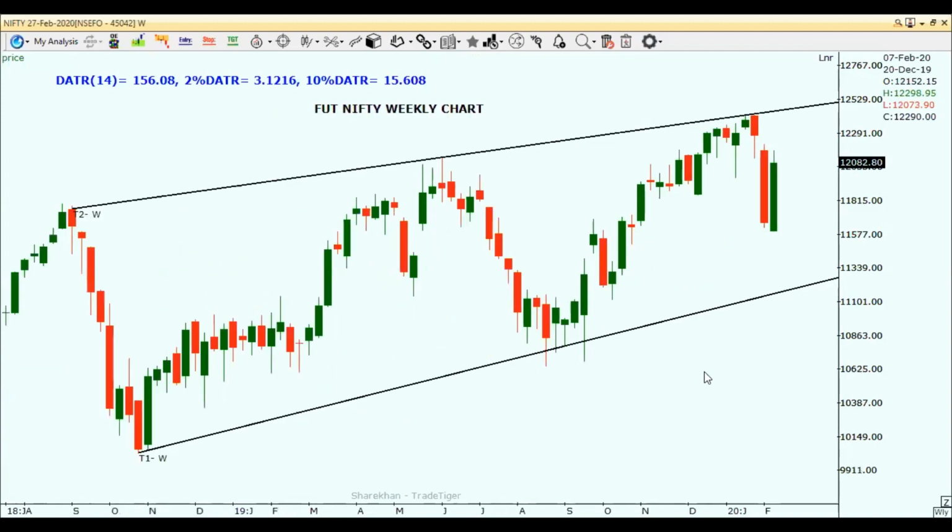Last week we found the fall started from the upper part of the channel and started moving towards the downside. If the down move continues, that may come and touch close to this bottom. That is 11,200 and odd levels as per this chart, 200 to 300 levels. So this is the support area in this downtrend channel.